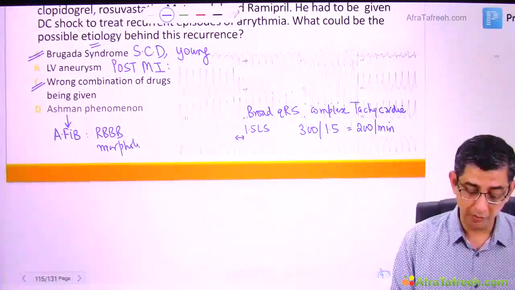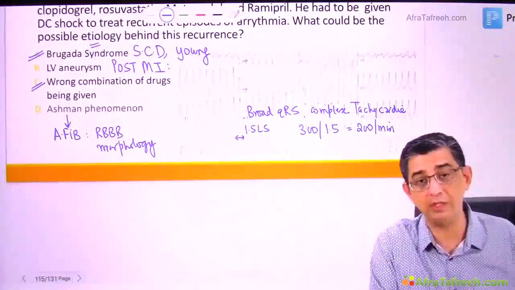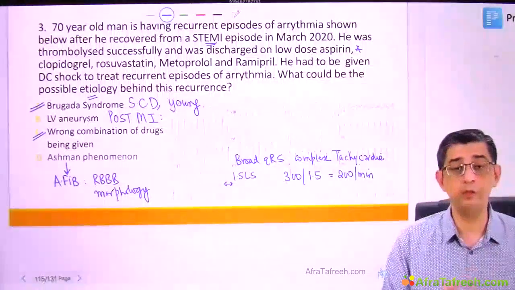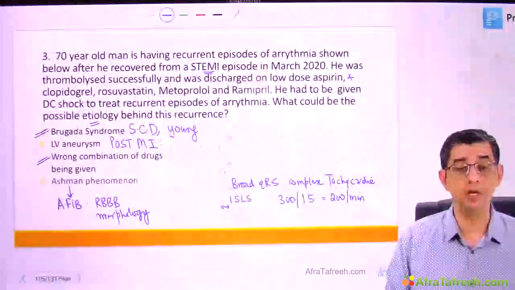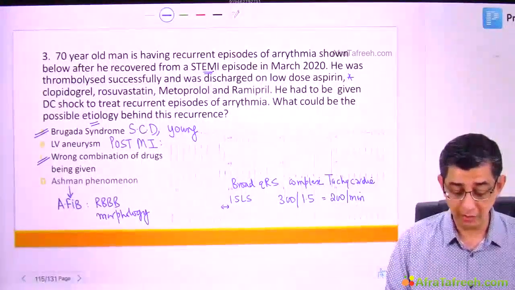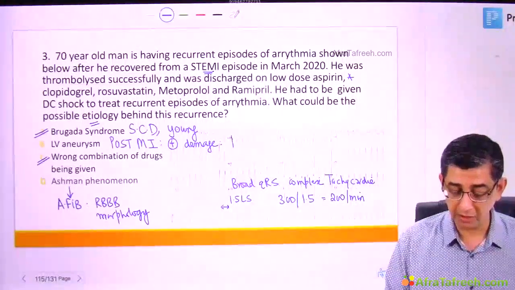Now, even if you don't make life difficult for yourself, the basic point is Ashman phenomenon per se is something that you do not read with myocardial infarction. What you read with myocardial infarction is the standard information, a late complication that can develop: LV aneurysm. The structural damage which is present here can actually trigger recurrent ventricular tachycardia.